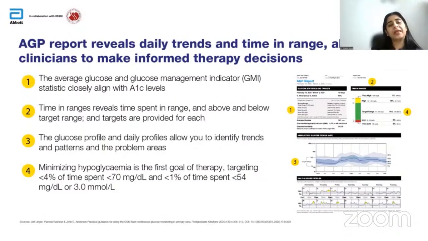Furthermore, the glucose profile and daily profiles allow you to identify trends and patterns and the problem areas. And minimizing hypoglycemia is the first goal of therapy, targeting less than 4% of time spent less than 70 and less than 1% of time spent less than 54. So this is how you interpret an AGP report.